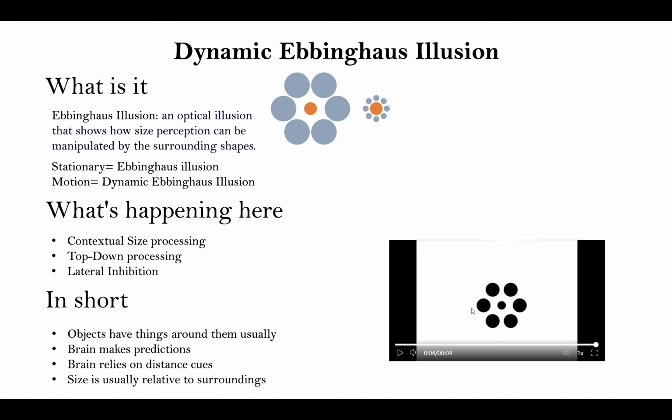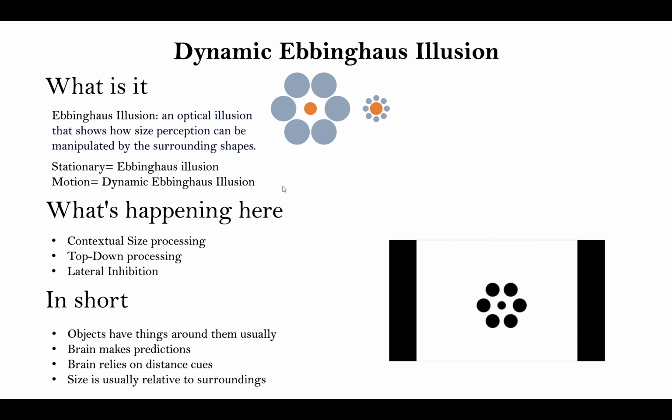You can see that these circles are changing in size, and as they grow larger, it makes the center look like it's growing smaller. And vice versa, when the circles on the outside grow smaller, it makes the inside look a lot bigger. If you thought that the center was changing size at any point, you would be incorrect. It is not changing in size at all.